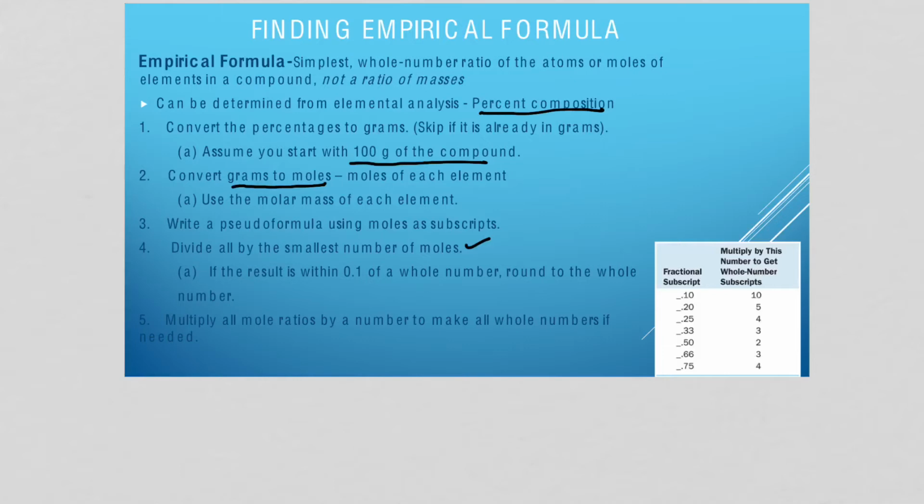We have to be a little bit careful here when working with these problems in the book. If your answer is within, say, 0.1 of a whole number, then we can go ahead and round. If your answer is not within 0.1, then we need to find some small whole number that we can multiply by to turn all of our number of moles into whole numbers. And you can see sort of a guide here.